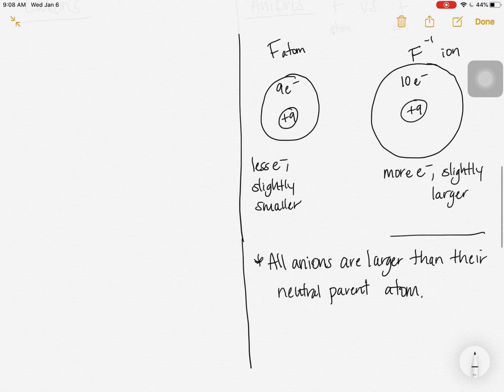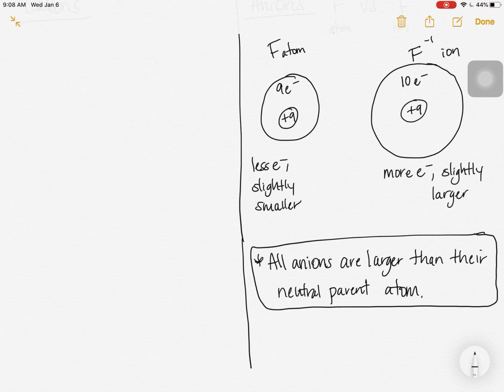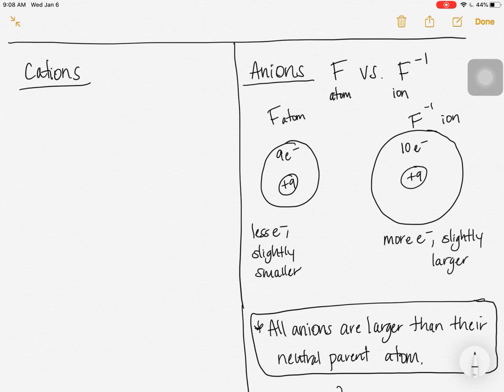That's always going to be true. So all anions, all negatively charged ions, will always be bigger than their neutral atom. So like sulfur -2 is larger than regular sulfur.